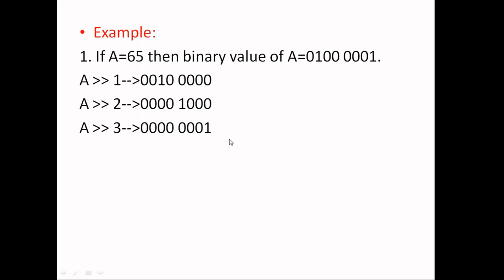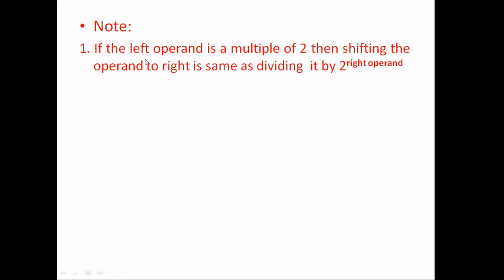Again we have another nature of this left operand, which is very important. If the left operand is a multiple of 2, then shifting the operand to the right is the same as dividing it by 2 power right operand. How? Let us see. We have a binary value of 128. It is written as 1 0 0 0 0 0 0 0.